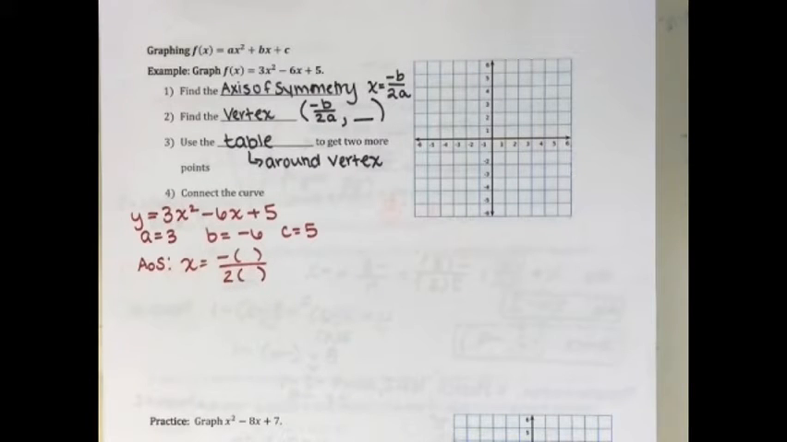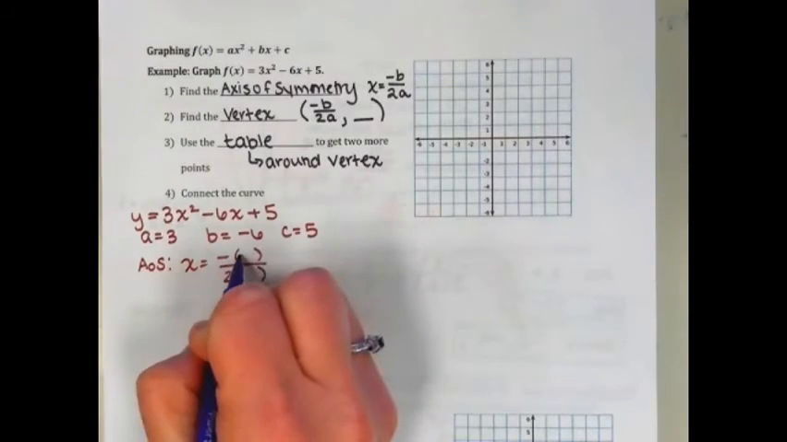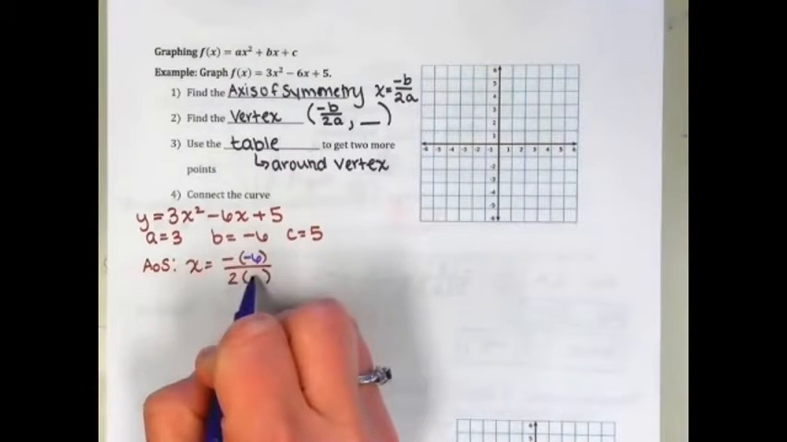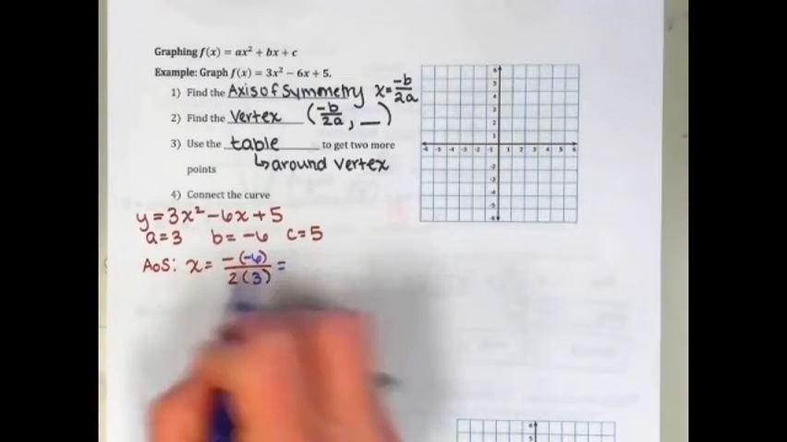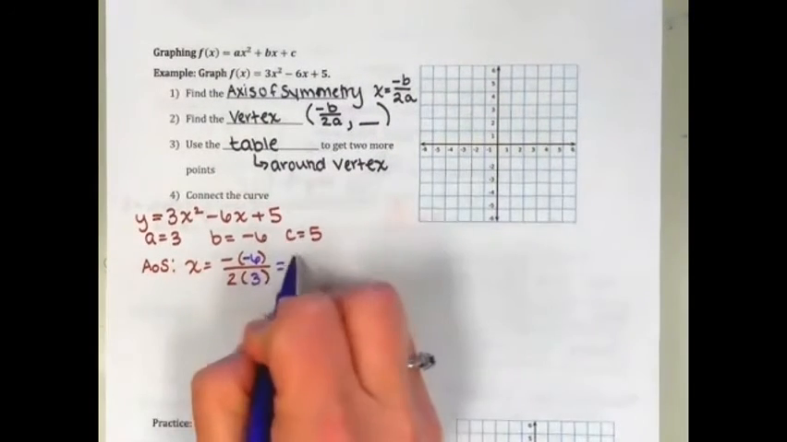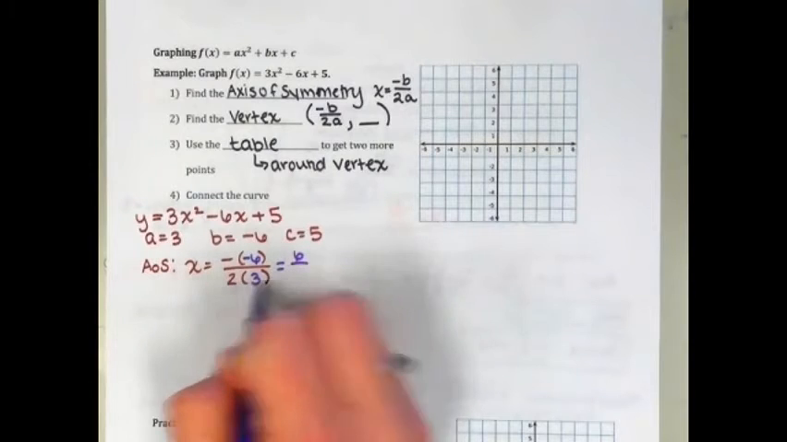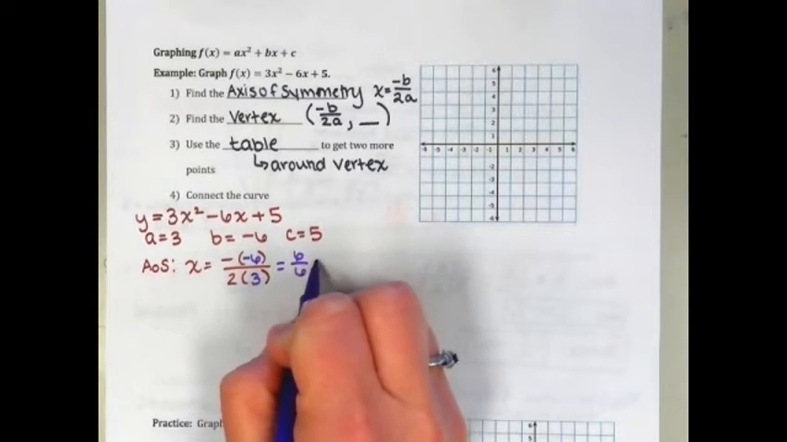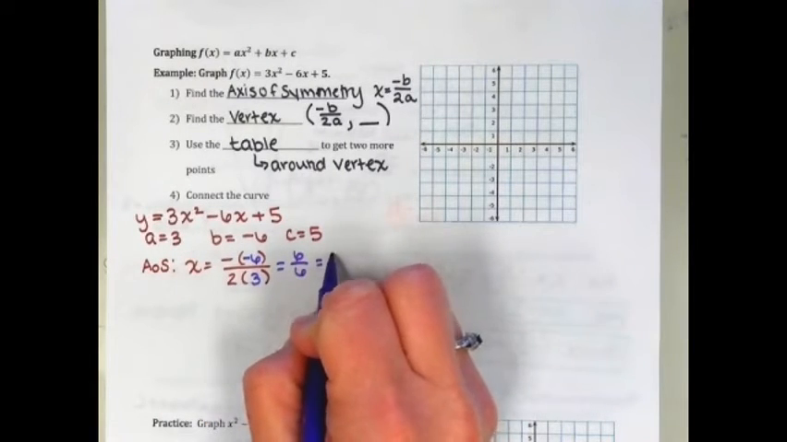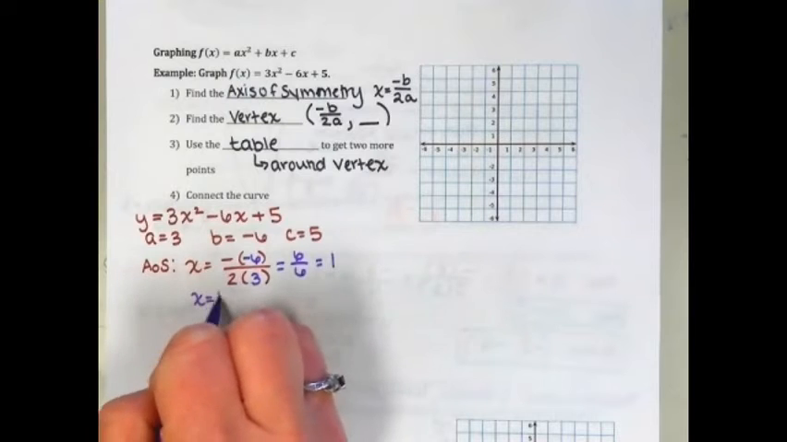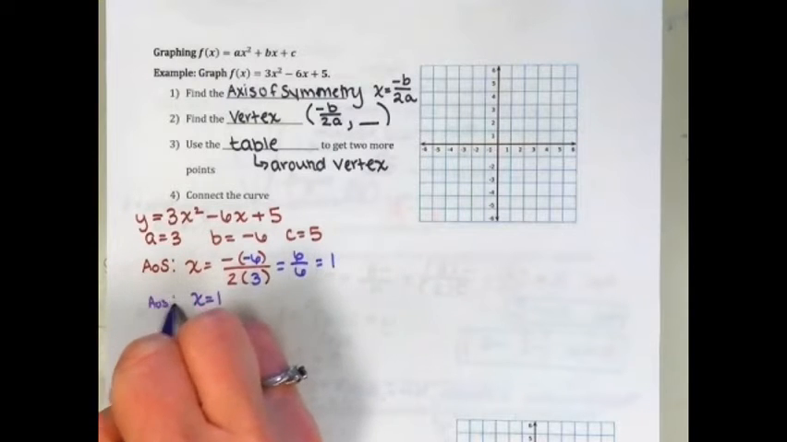What did you guys plug in for your B? -6, and my A was 3. Two negatives make a positive. 2 times 3 is 6, and 6 over 6 is 1. So x equals 1 is my axis of symmetry.